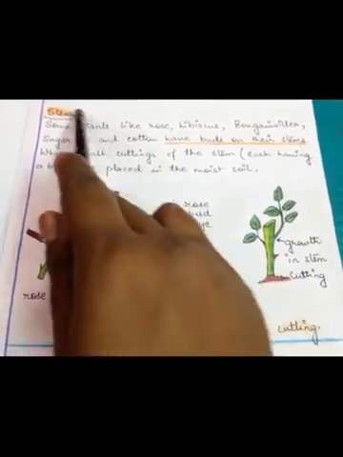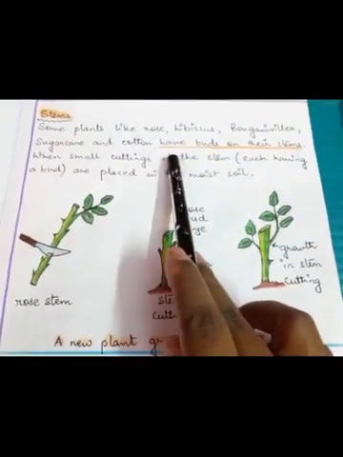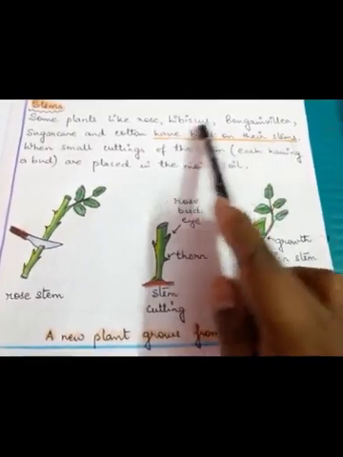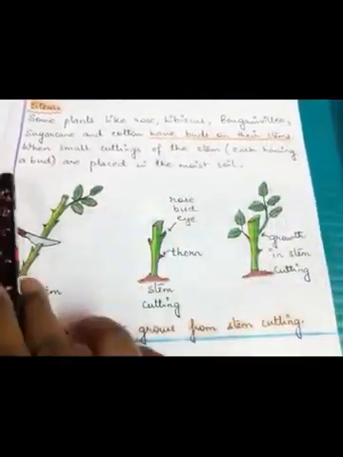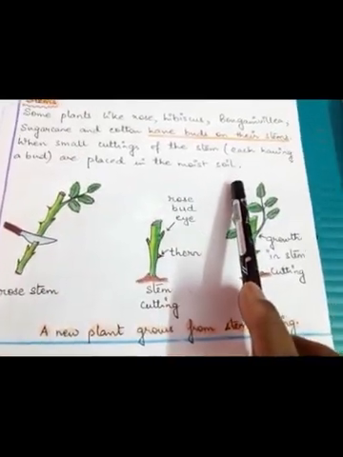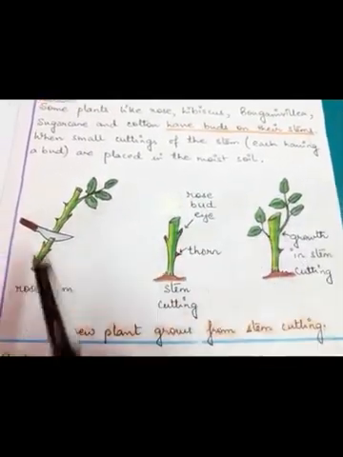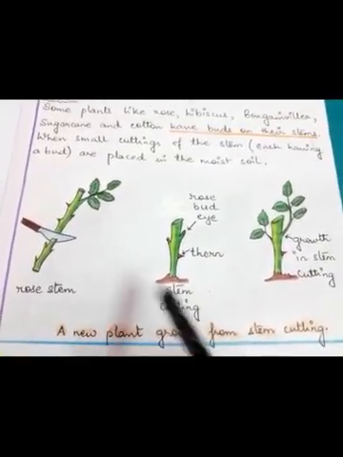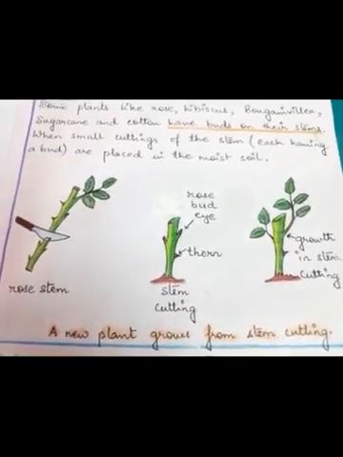So we'll take the first type of vegetative part, that is stem. Some plants like rose, hibiscus, bougainvillea, sugarcane and cotton have buds on their stems. When small cuttings of the stem, each having a bud (the bud is compulsory), are placed in moist soil, a new plant grows from it. This method is called vegetative propagation, and here the vegetative part is the stem. We are using the stem to grow a new plant.